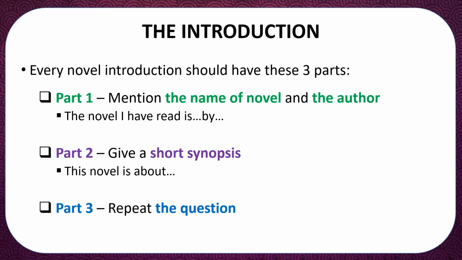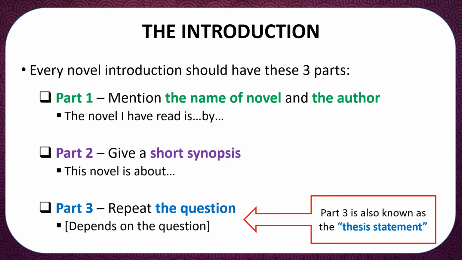Okay, so the last part is to repeat the question. It depends on the question. If the question asks you about character and characteristic, then you will repeat the question. If it asks about theme, then you will repeat about the theme. We will see later. So this third part is actually what we call thesis statement, because by repeating the question, you are telling the examiner that this is your answer. This is what you will focus on in your answer. Alright? Okay, so let's see.